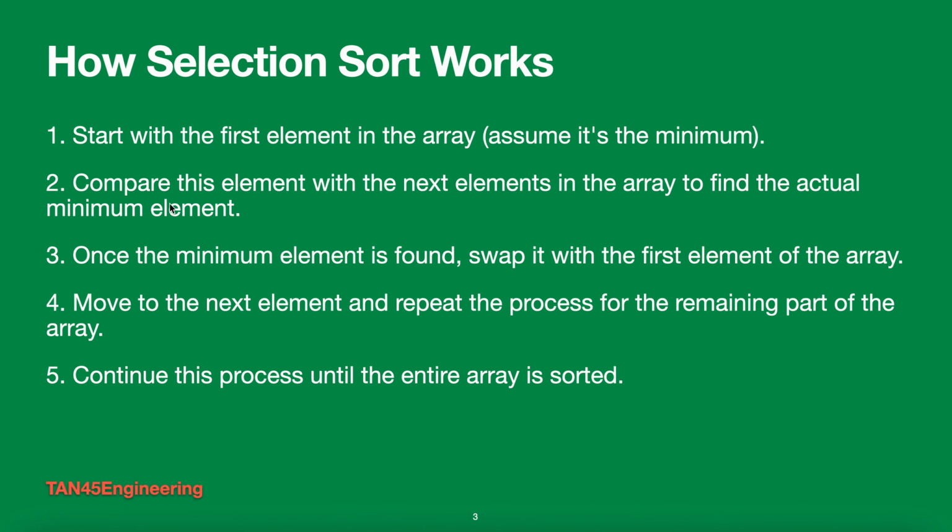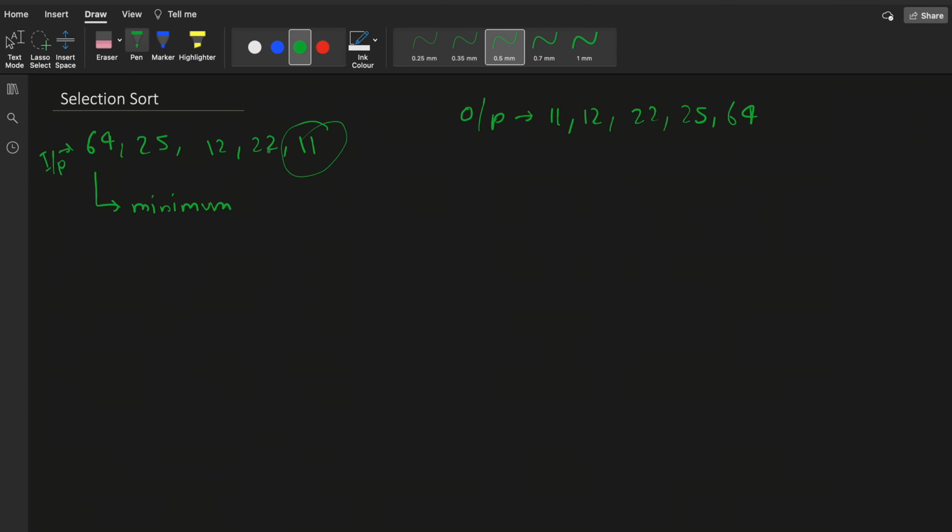Once the minimum element is found, swap it with the first element of the array. So once we have found the minimum element, we'll swap it with the first element of the array, so it will become 11 25 12 22 64. If you notice, from this end the array is sorted up till 11.